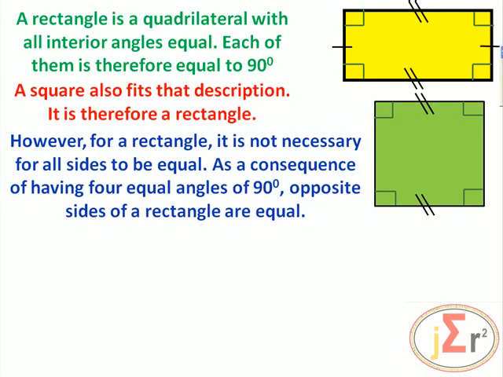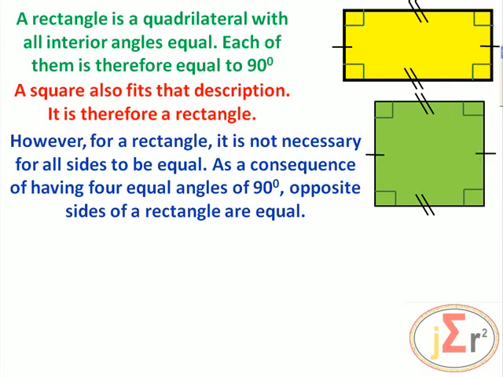So opposite sides of a rectangle are equal, and notice that the opposite sides are marked with the same number of dashes. This has 1 dash, this has 1 dash, meaning that they are equal. This has 2 dashes, this has 2 dashes, meaning that they are equal. And the same applies there.